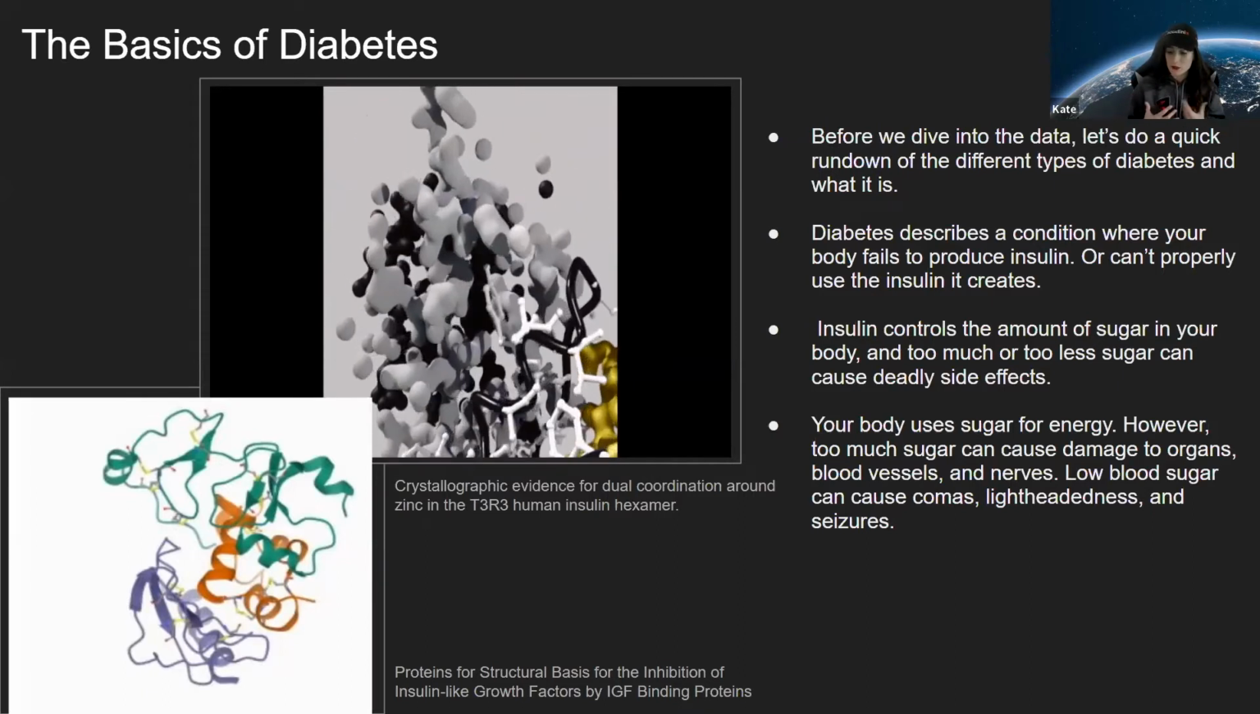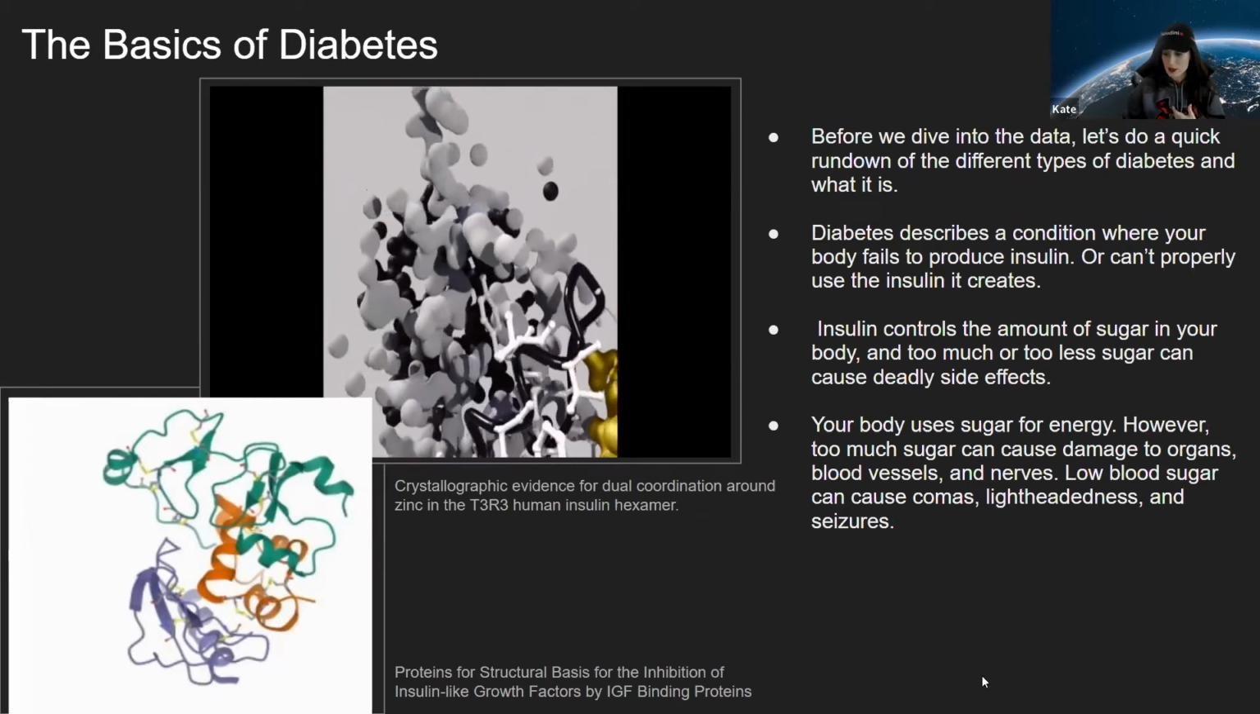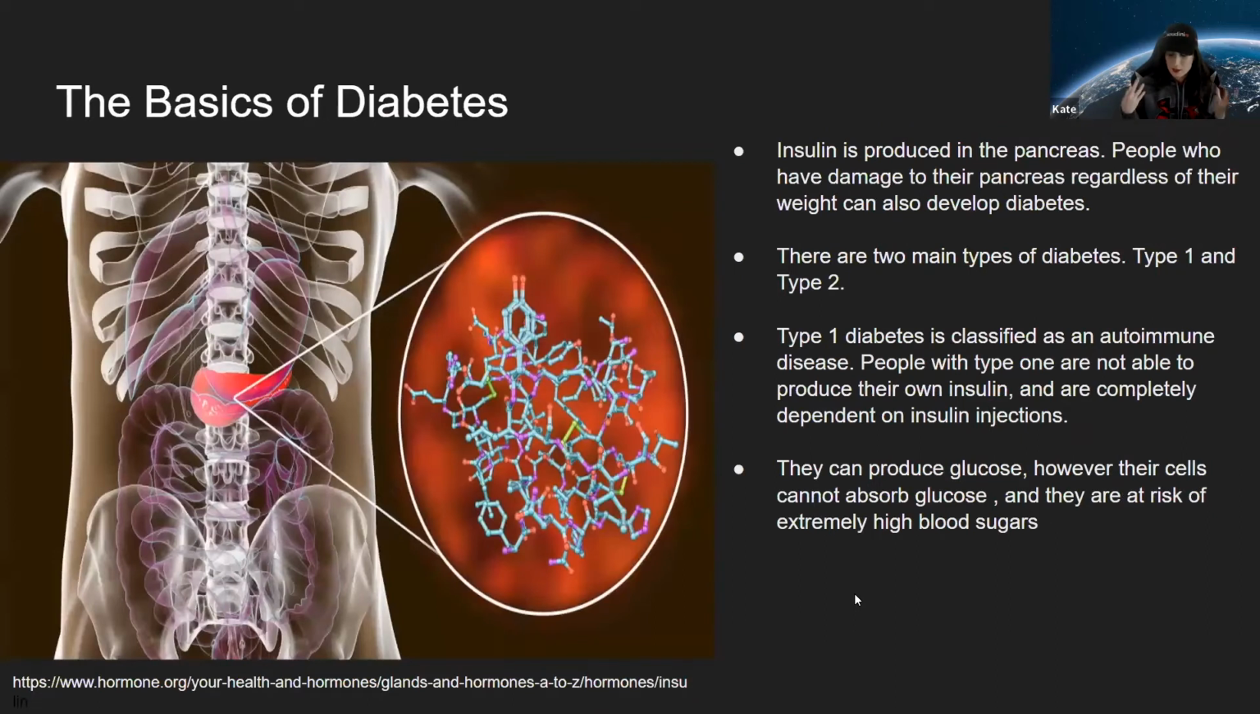Your body uses sugar for energy. However, too much sugar can cause damage to organs, as we just talked about. Insulin is produced in the pancreas, and people who have damage to their pancreas, regardless of their weight, can also develop diabetes. The two different types of diabetes are type 1, which is classified as an autoimmune disease, and people with type 1 are not able to produce their own insulin, and they are completely dependent on insulin injections. They can also produce glucose, however, their cells cannot absorb glucose, as they are at extremely high risk of high blood sugars.